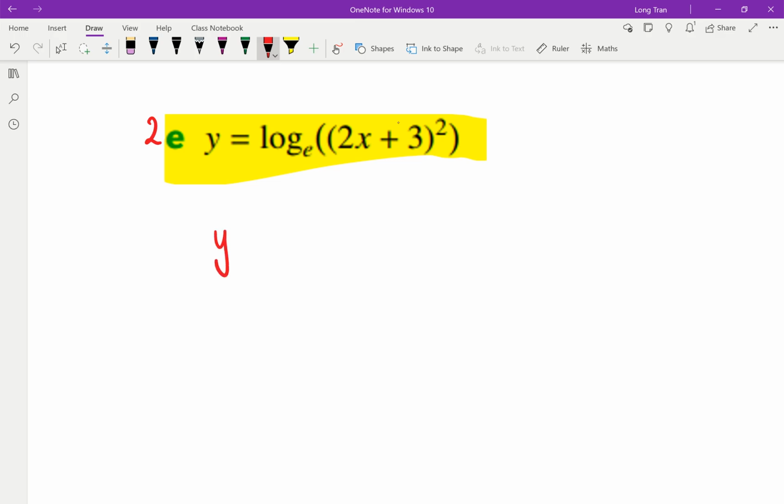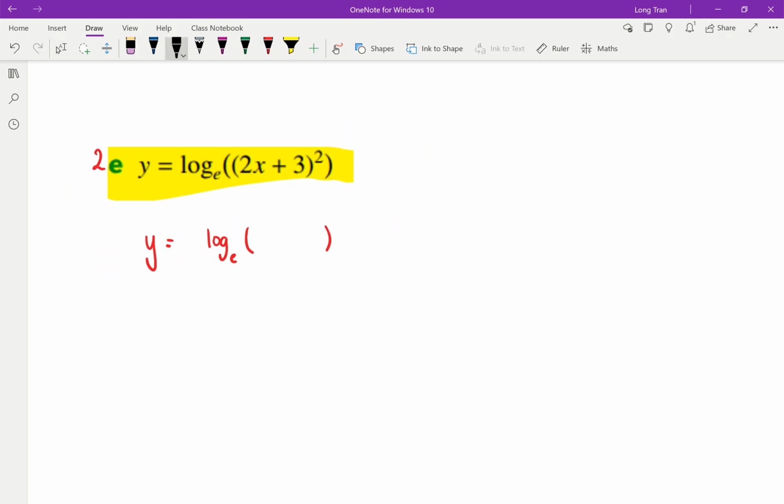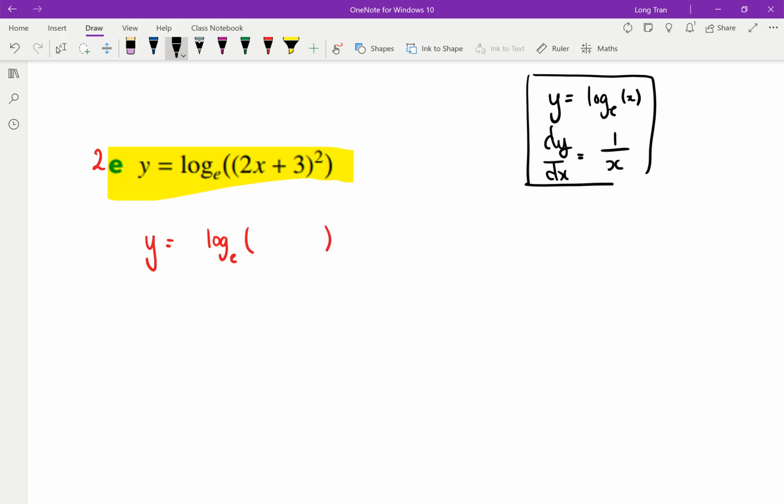So you've got y is equal to the log base e of something. Can you see that? And one of the rules that we know when it comes to derivatives is that if you have y equals log e of x, then the derivative dy/dx is equal to 1 on x. So this is the one thing we know when it comes to logarithms, right?